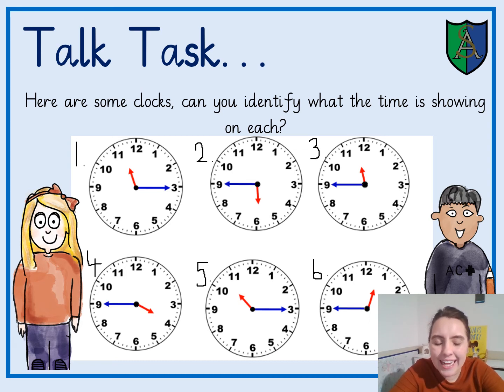Now let's look at number 6. Number 6 is pointing at the 9 again, so we know that that is quarter to, and we can see that it's almost on the number 1 there. So we can see that it is quarter to, okay? So well done if you managed to get some or all of those correct.